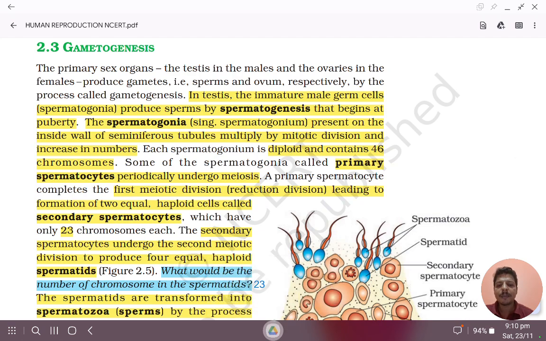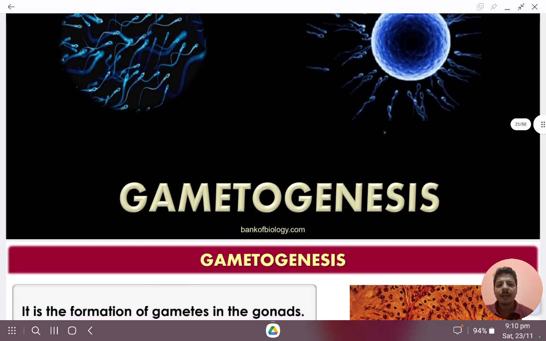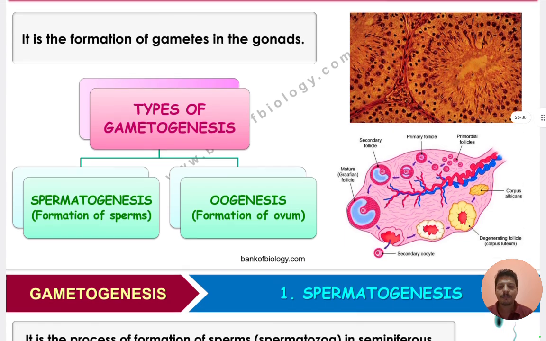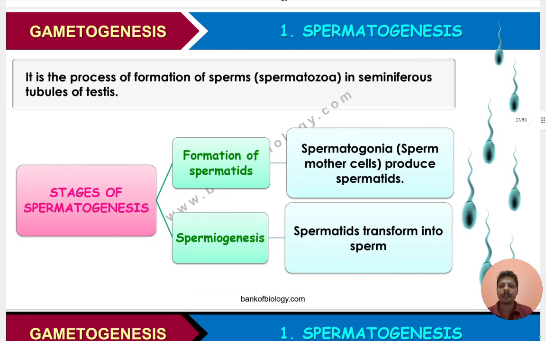Coming to gametogenesis, it is the formation of gametes in the gonads. There are two types of gametogenesis: the formation of sperm is called spermatogenesis and the formation of ovum is called oogenesis. First of all, coming to spermatogenesis. It is the process of formation of sperm or spermatozoa in the seminiferous tubules of the testis.